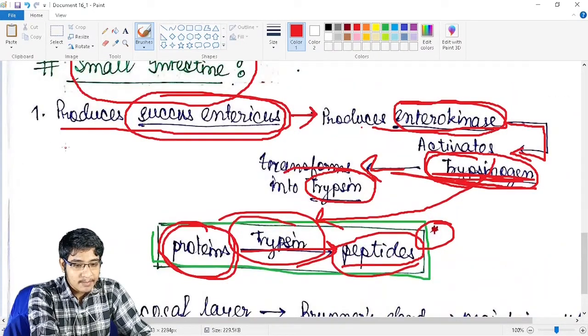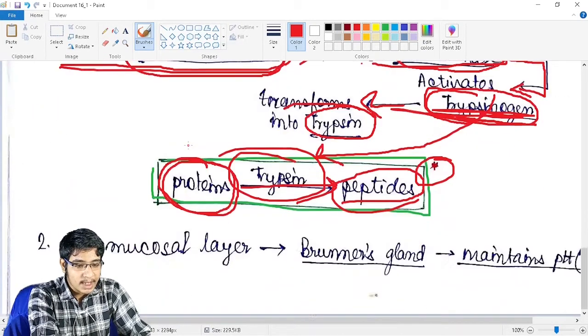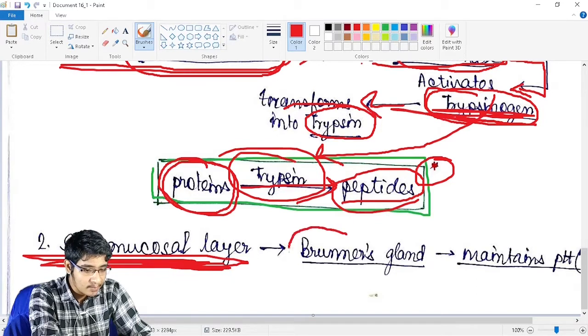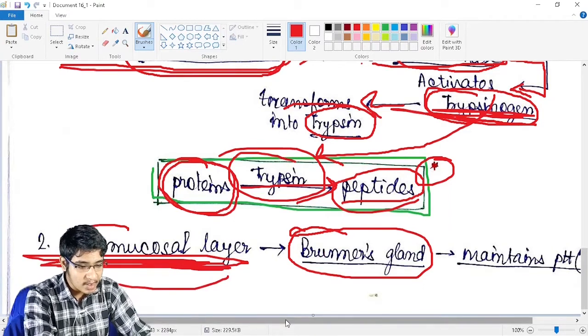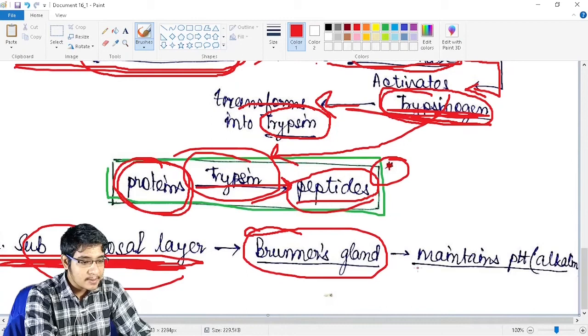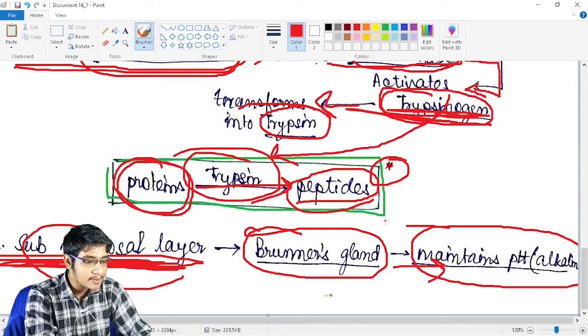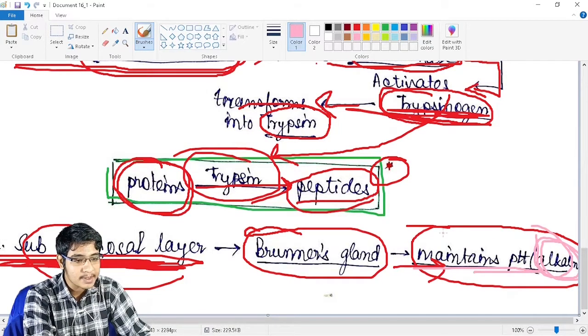Next, this was the use of the mucus layer. Now what does the submucosal layer do? The submucosal layer modifies in the small intestine into Brunner's gland. So what does this Brunner's gland do? It maintains the pH in our small intestine. What is the pH of our small intestine? It is slightly alkaline. You have to remember this.